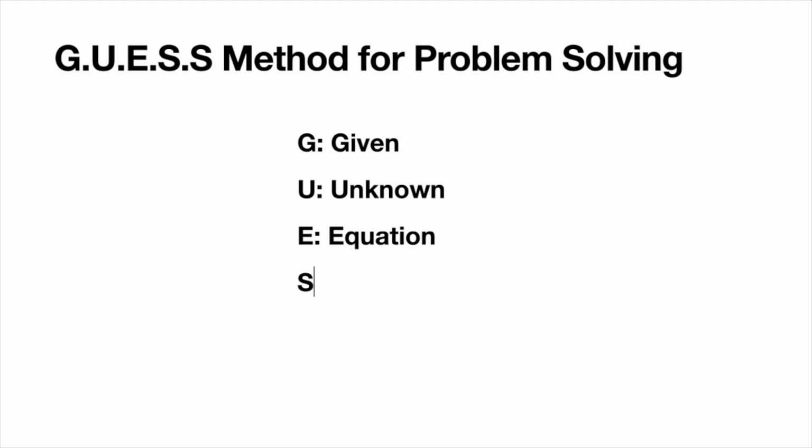To help solve problems, you can use the G.U.E.S.S. method for problem solving. G stands for what is given. U stands for the unknown. E is the equation that you will use. S is the substitution that you need to do. And the other S is the solution. Let's give an example.